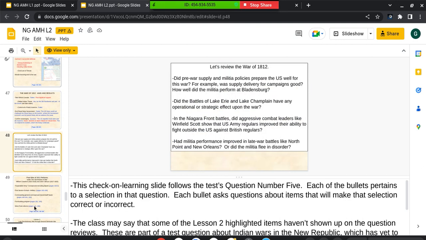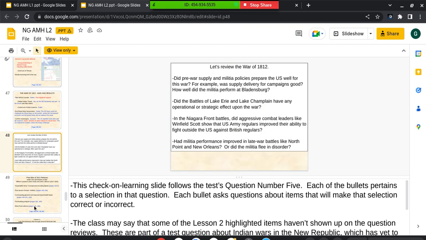This check on learning, let's talk about it. Did the pre-war supply and militia policies prepare the U.S. well for this war? No. For example, was supply delivery for campaigns good? No, it was not. Supply delivery was terrible for those campaigns. How well did the militia perform at Bladensburg? The militia performed terribly at Bladensburg. Bladensburg showed just how poorly some of these militia were prepared for fighting.